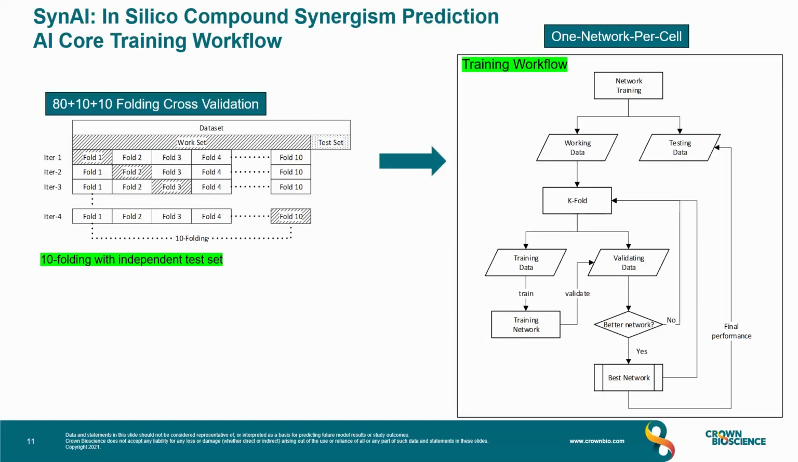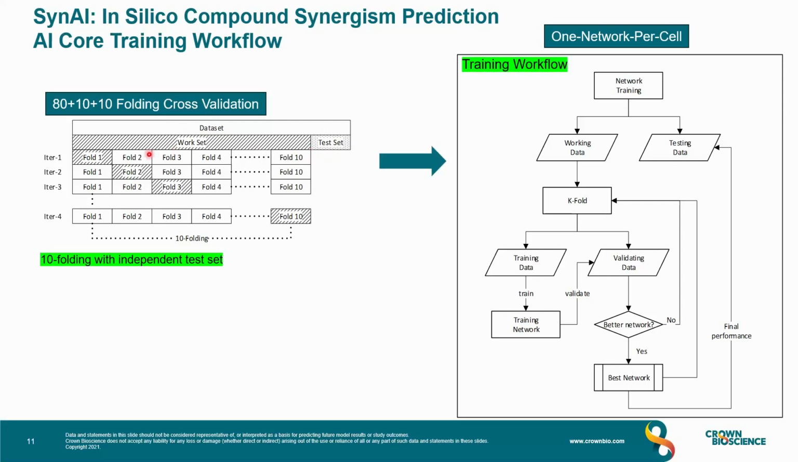The training of the neural networks of SynAI is actually straightforward. Here we start with an n-fold cross-validation strategy for the building of the neural network itself. First of all, the data set is divided into a working set and a testing set, where the testing set, as you can see from the diagram, is being left out of the entire training process and used as an independent testing set for the final performance of the networks.